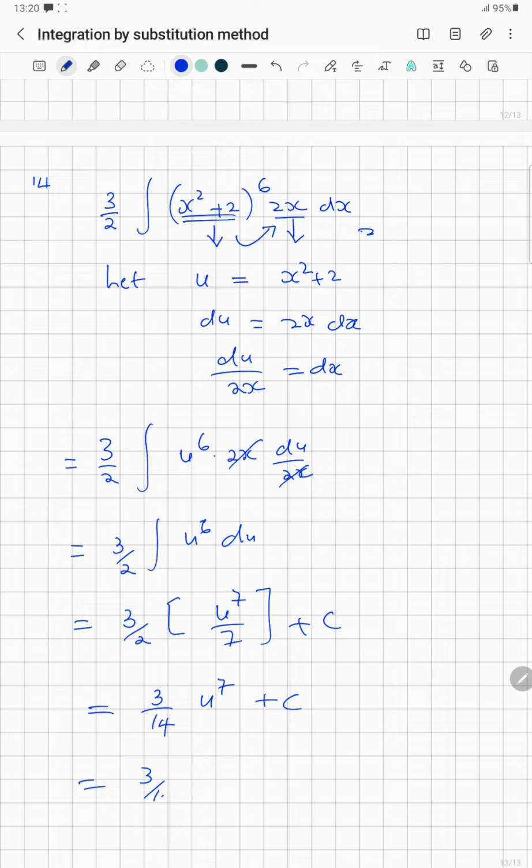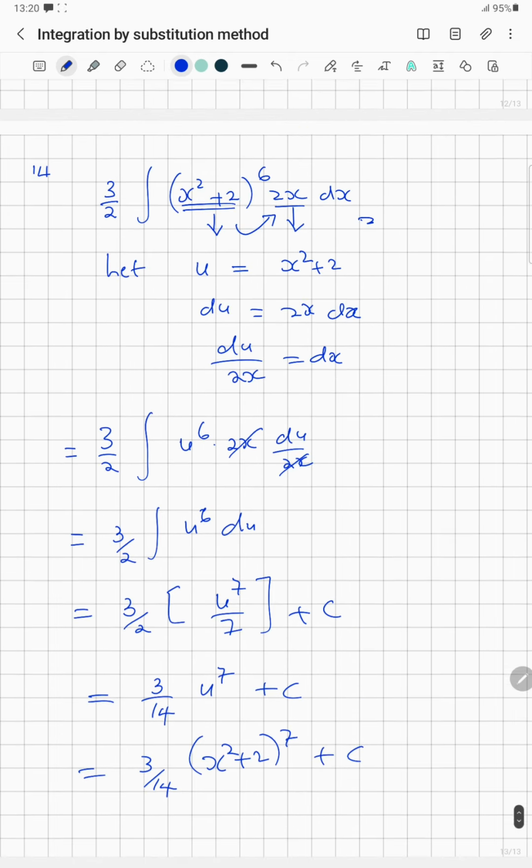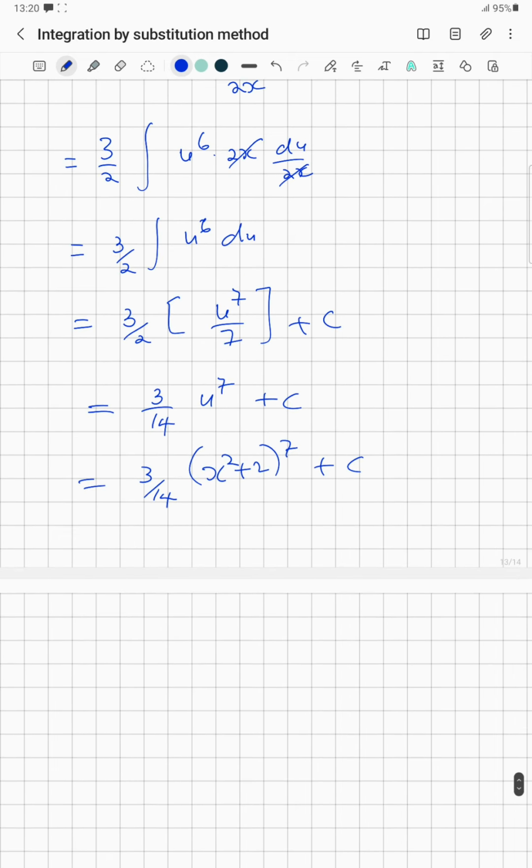And now you can substitute back your u. Your u was x squared plus 2, the whole of this power 7 plus c. So that is the solution to question 14, our last solution.